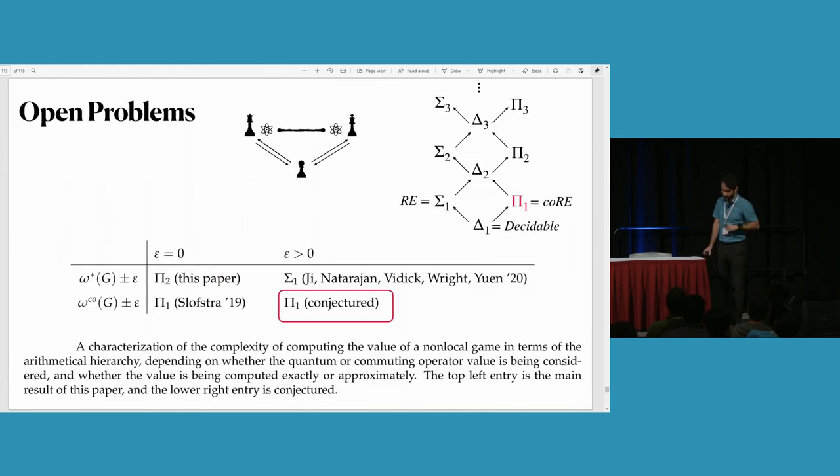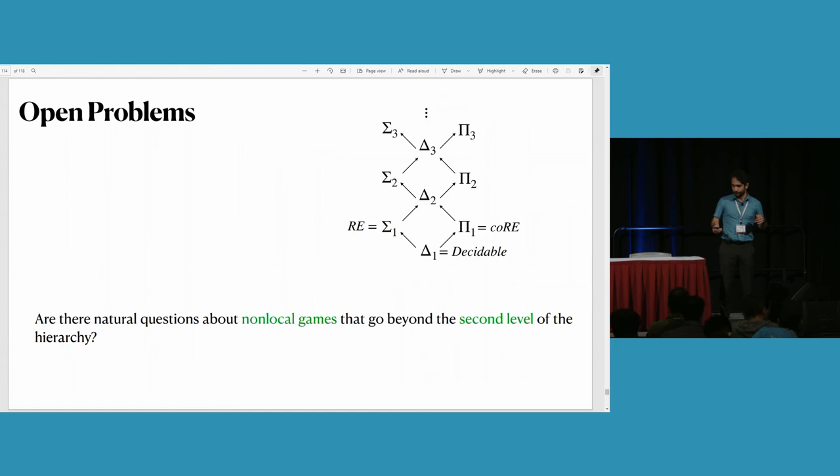All right, so let's talk about open problems now. One is the obvious one that I told you: what is the complexity of computing the commuting operator value of a game? Here is another one: are there other natural problems about non-local games that go beyond the second level of the hierarchy that I told you about?